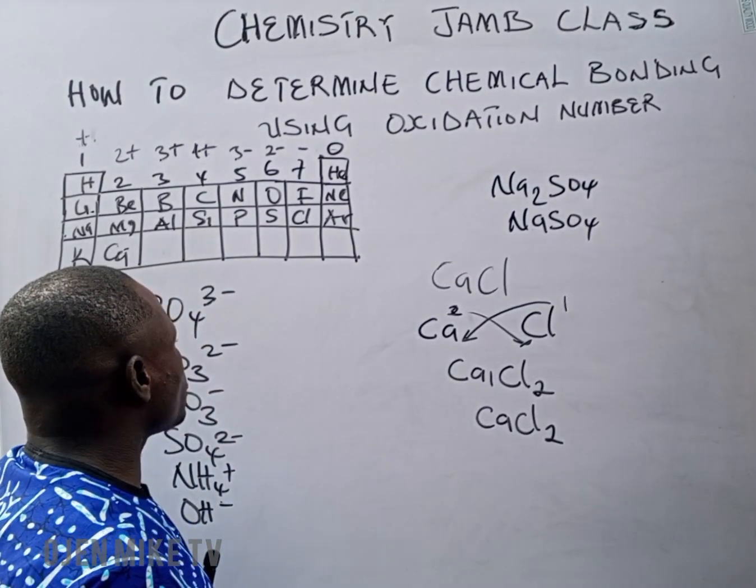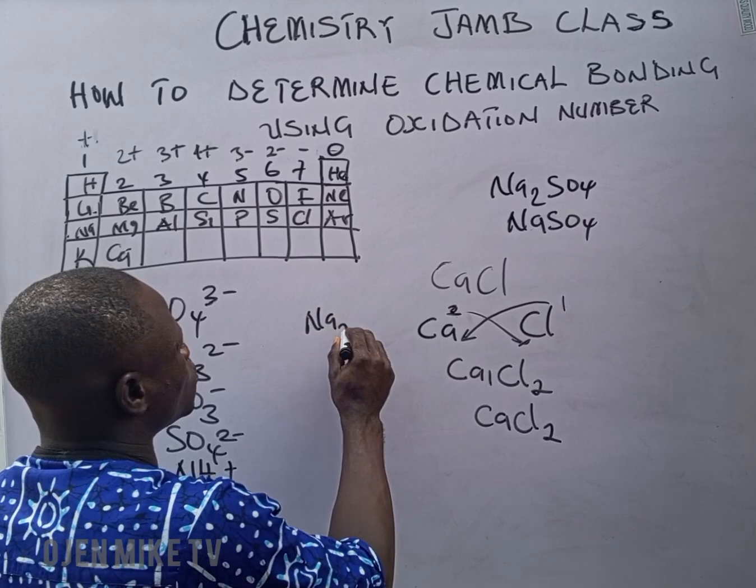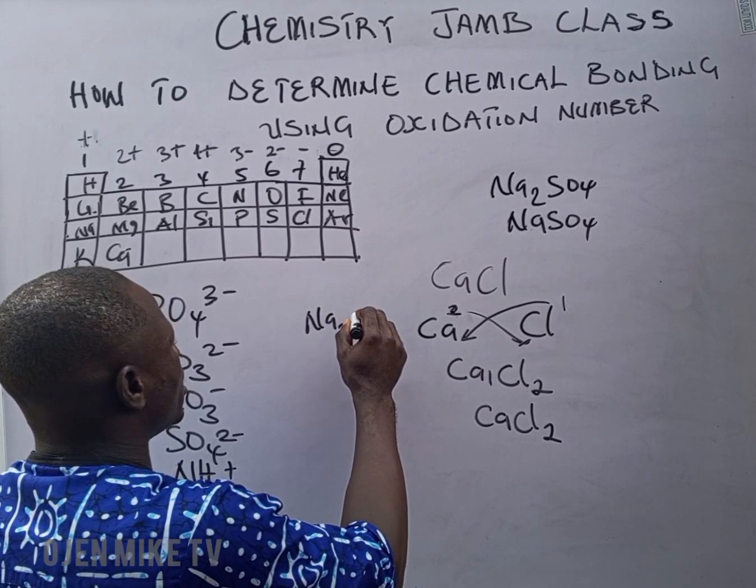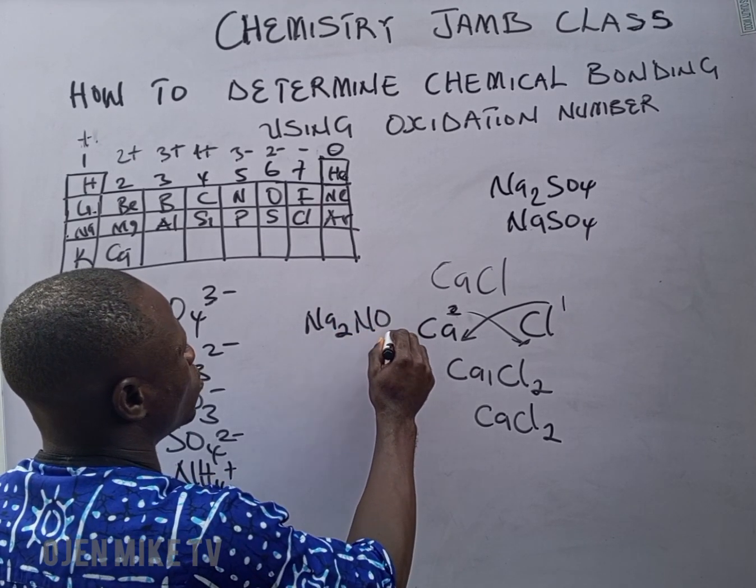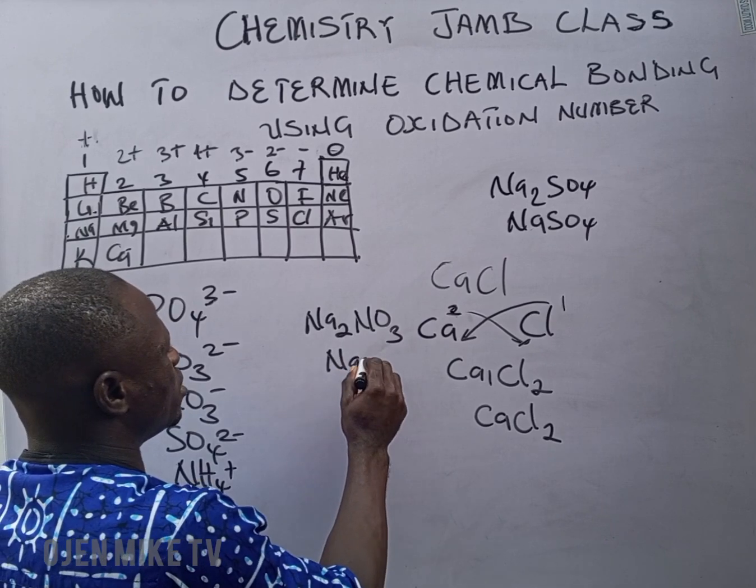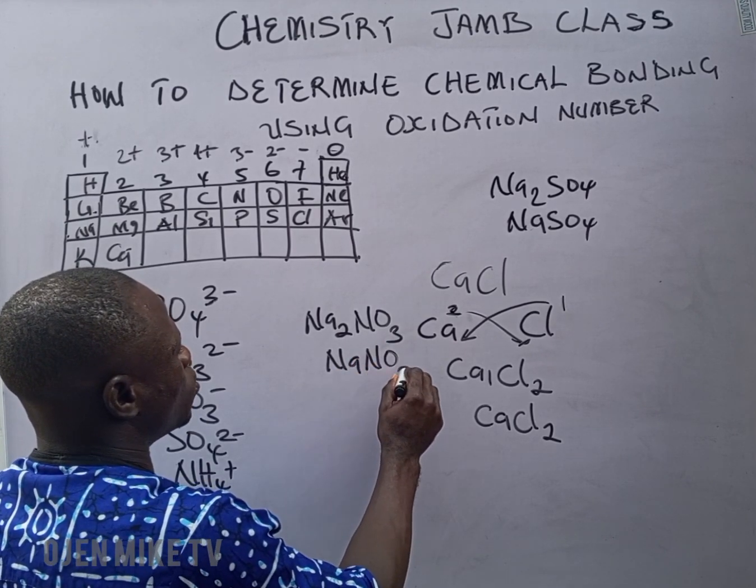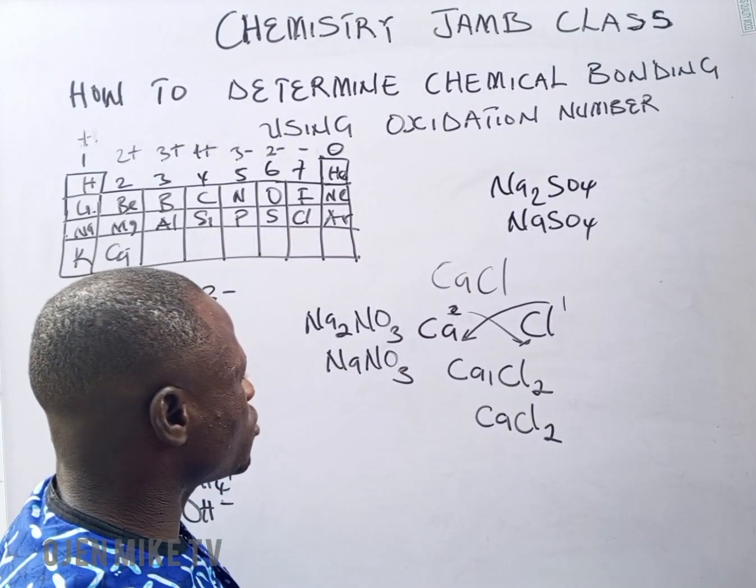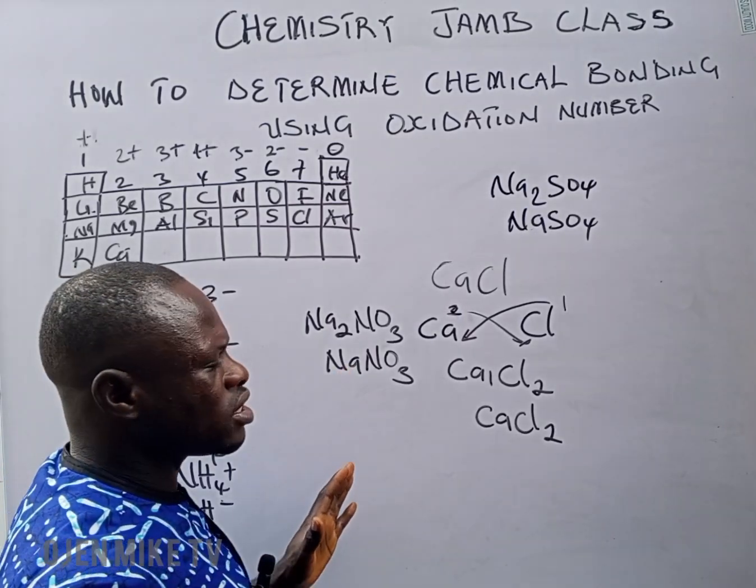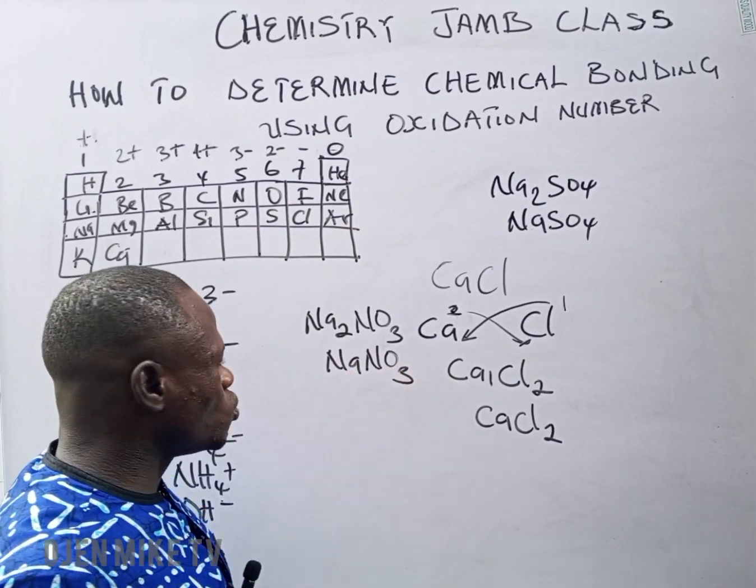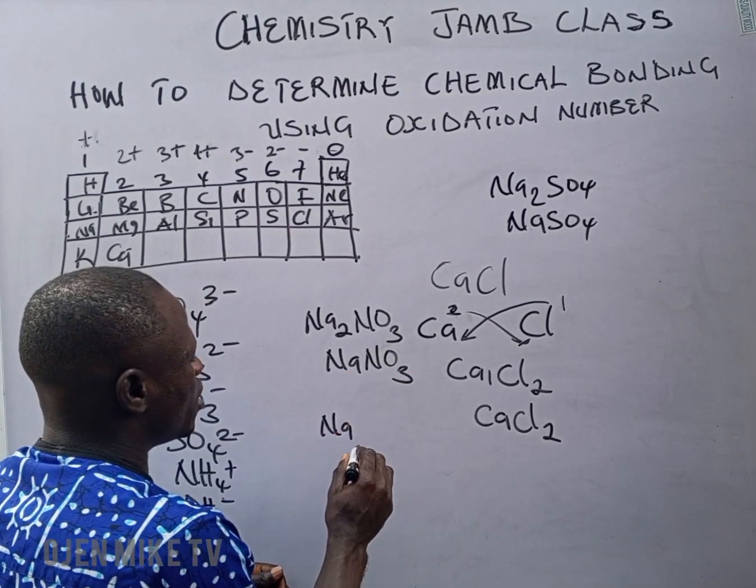We'll move again. What if you are given a compound like Na2NO3 and NaNO3? Which one is the correct formula? Now split the compound into two. We have Na here, and we have what?